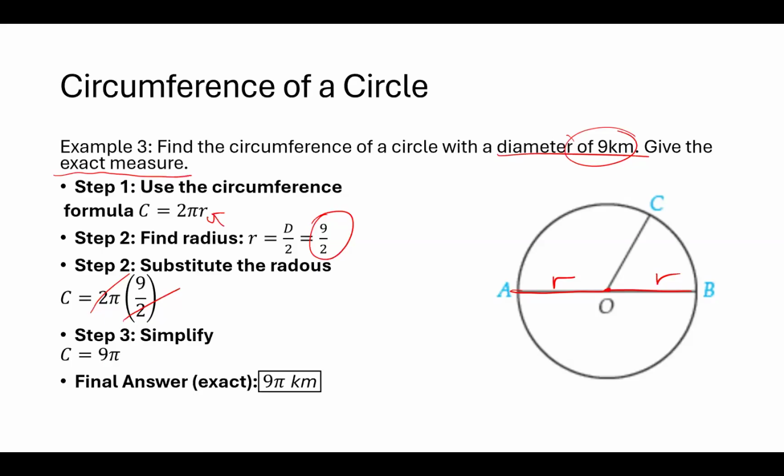Notice that we also have the instruction to give the exact measure. So do not multiply by pi. Usually pi is equivalent to 3.14. Some people add more digits, 1, 5, and there's more. Pi has infinitely many decimals. But don't multiply it. If you put this in a calculator, it'll give you an answer that has decimals, but that wouldn't be exact because it's an infinite decimal. So when you enter this in your homework, it's best to leave the pi symbol. So the circumference is 9 pi kilometers.